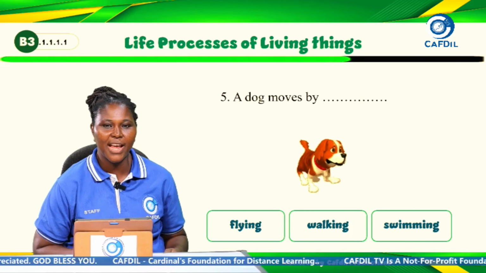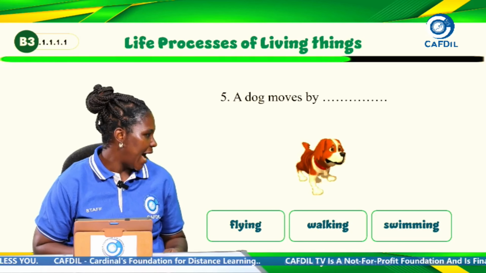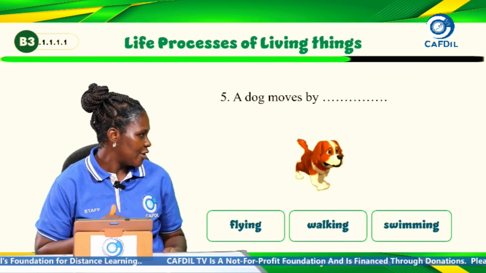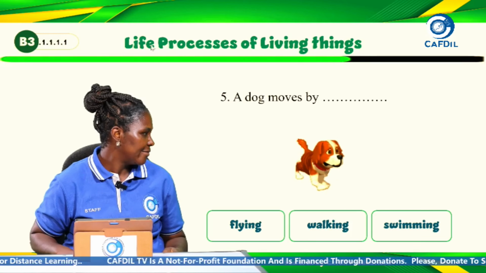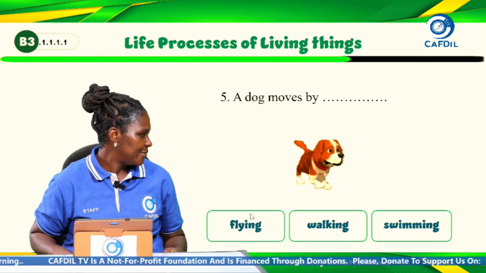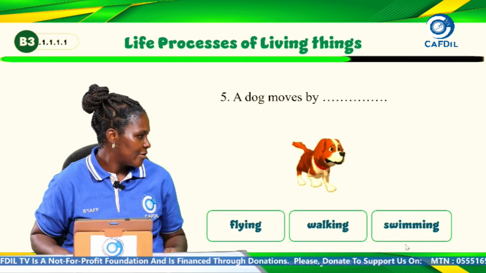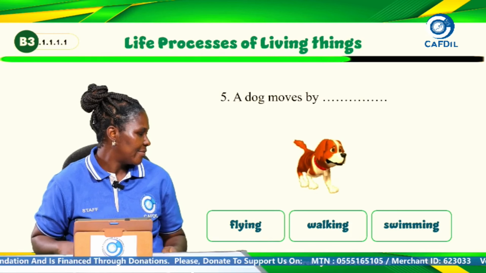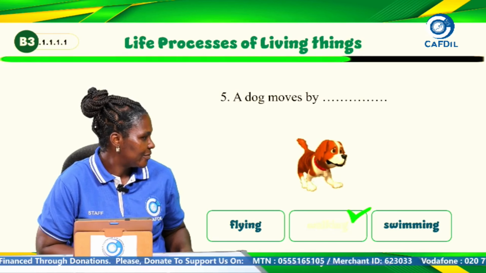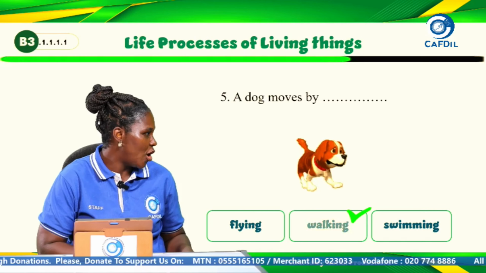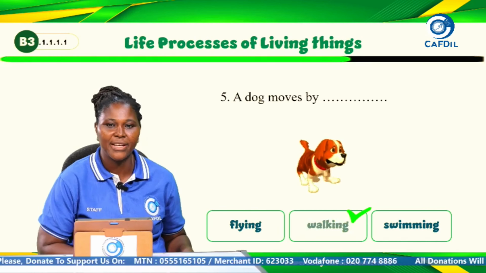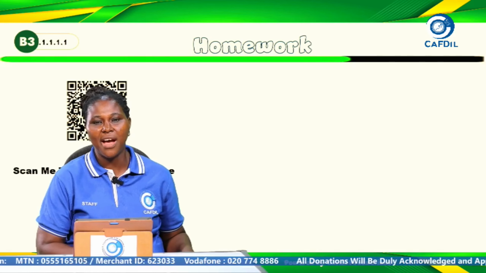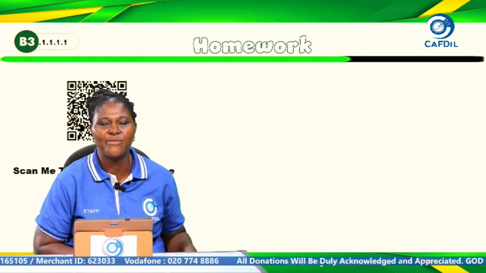The last one. A dog moves by dash. Flying, walking, or swimming? Which one? Walking. So a dog moves by walking. Good. Now you have done very, very well.